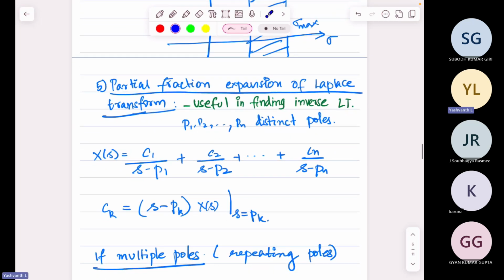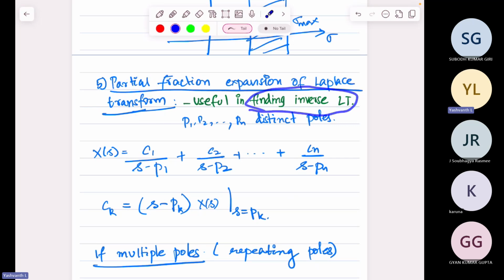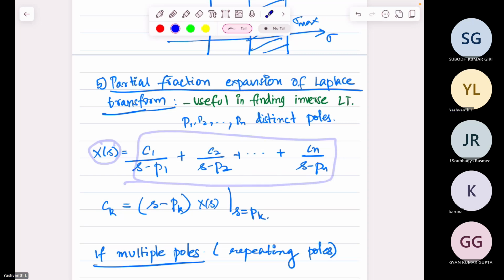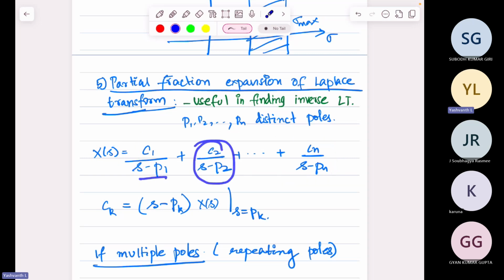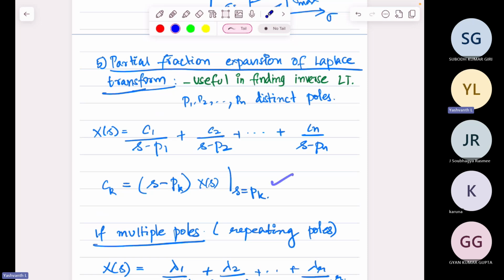Next is the partial fraction expansion of the Laplace transform. What is the usefulness of this? It is used in finding the inverse Laplace transform. This is just a procedure that you need to know. Suppose P1, P2 and so on till Pn are distinct poles of a Laplace transform. Then you can express the Laplace transform X of s as a sum of partial fractions: C1 divided by s minus P1 plus C2 divided by s minus P2 and so on. The values of the C's are given by s minus Pk times X of s evaluated at s equal to Pk. This is correct if all these poles are distinct.